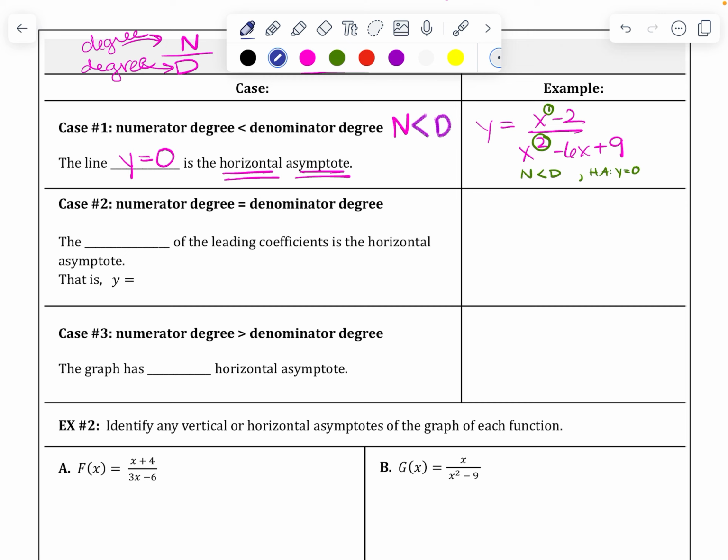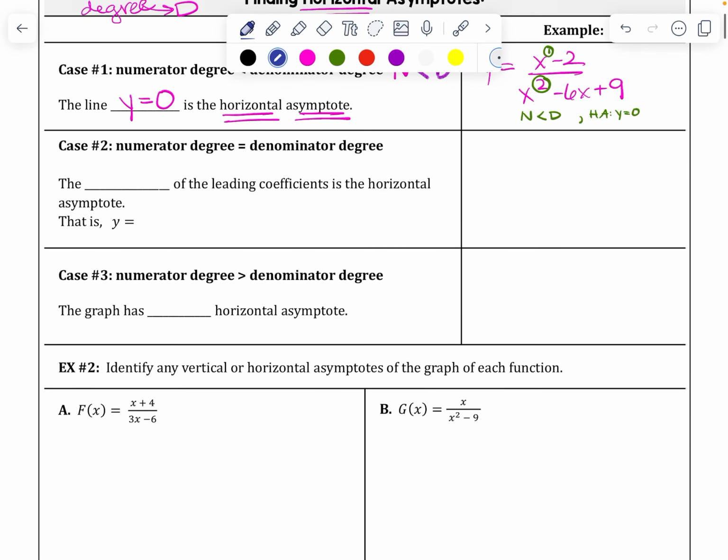All right, let's look at case number 2. It says that the numerator degree is equal to the denominator degree, okay? So then in that case, the ratio of the leading coefficients is the horizontal asymptote. So whatever your leading coefficient of the numerator is, we'll call that A, over the leading coefficient of the denominator, B, and this is our horizontal asymptote.